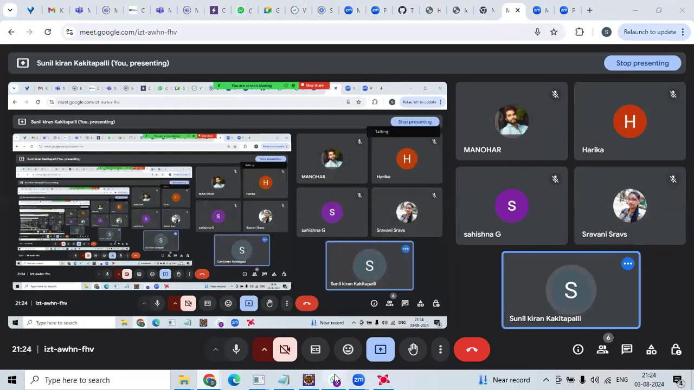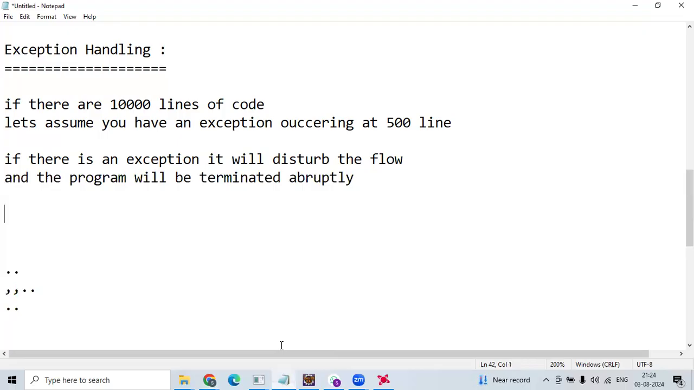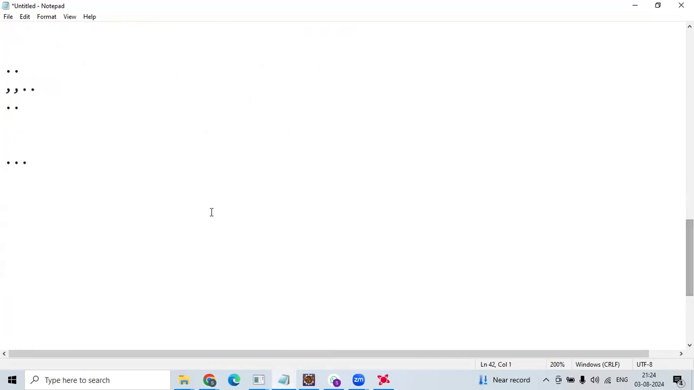Okay. So I was asking Manohar, how many types of exceptions on a high level? At least give a try. How many types of exceptions? Two types of exceptions. Yeah, what are they? Checked and unchecked. Super, checked and unchecked.